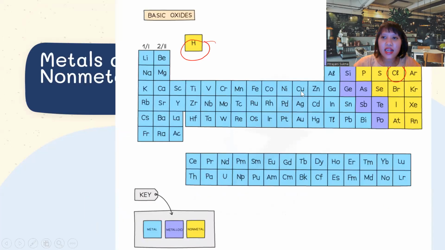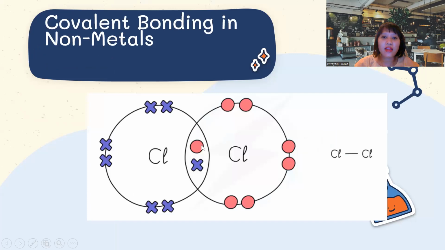So as you can see, they are in group 7, so they have 7 electrons in the outer shell. They need one more electron to become more stable like the noble gases. So by sharing one electron with each other, each atom has an electron configuration similar to the noble gases, so they become more stable. So by sharing one electron from each atom, they form covalent bonding.